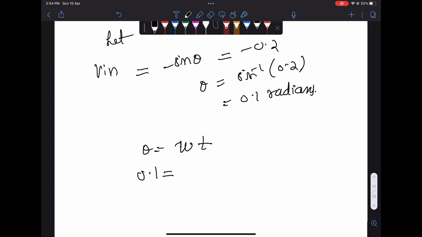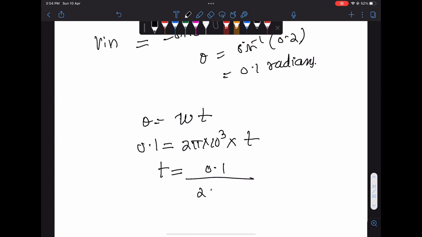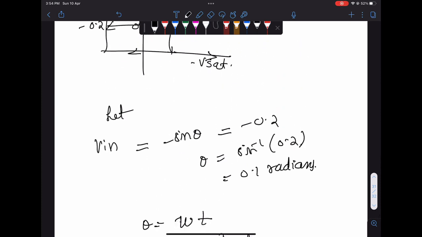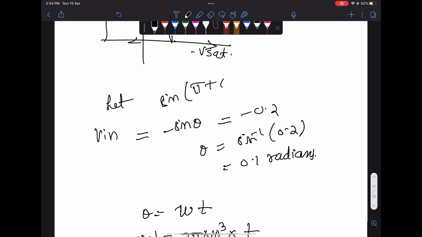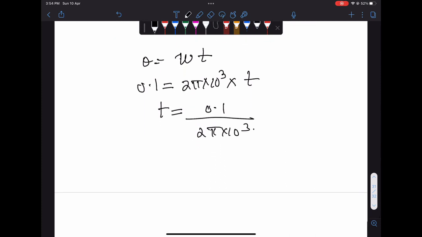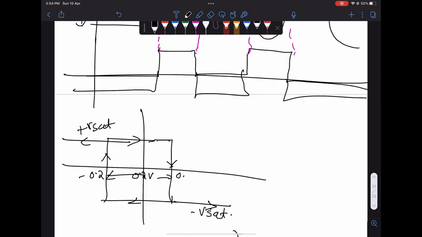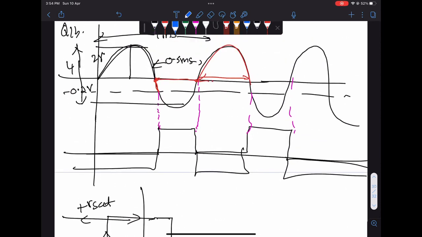Many of the students may have a doubt: why did I write 2 sine of pi plus theta, why did I write pi there? Actually the aim is to find the time taken by the wave to cross from 0 to minus 0.2 volt. So the initial reference is 0 volt. By the time the sine wave reaches 0, the phase covered by the sine wave is pi. That's why the reference is considered as pi, so we should consider that. Many of them may have this doubt. That's why pi plus theta is given.